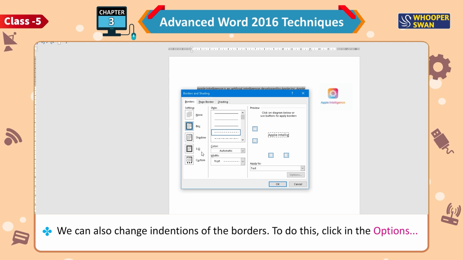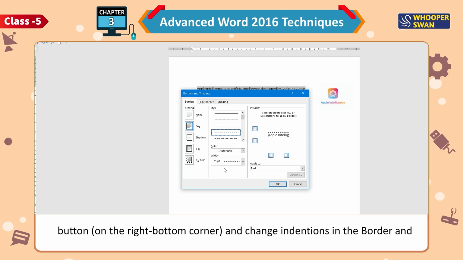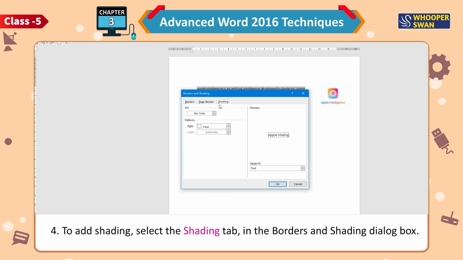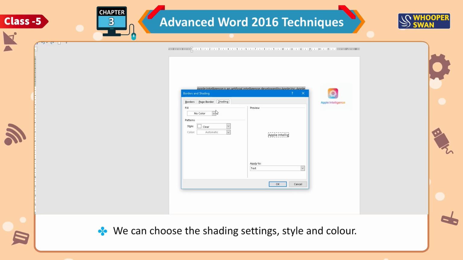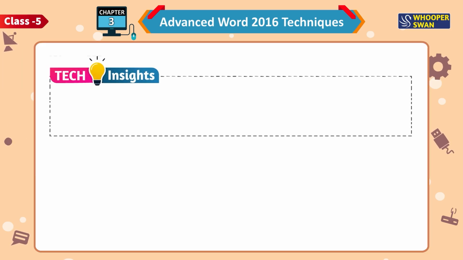To do this, click the Options button on the right bottom corner and change indentions in the Border and Shading Options dialog box. Step 4. To add shading, select the Shading tab in the Borders and Shading dialog box. We can choose the shading settings, style, and color. Step 5. Click OK.